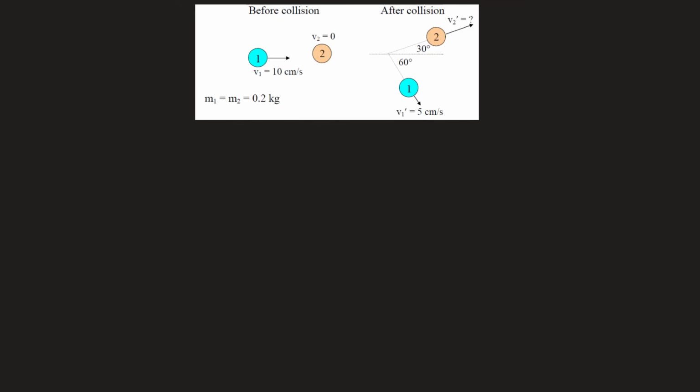We can also solve this problem using trigonometry. So the first thing we need to do is solve for the momentum of our first object or particle, which leaves us with P1 equals M1 V1. So that's simply 0.2 kilograms times, we're going to have to convert this into meters per second, so that's 0.1 meters per second. So 0.02 kilogram meters per second. And of course, that's to the right.